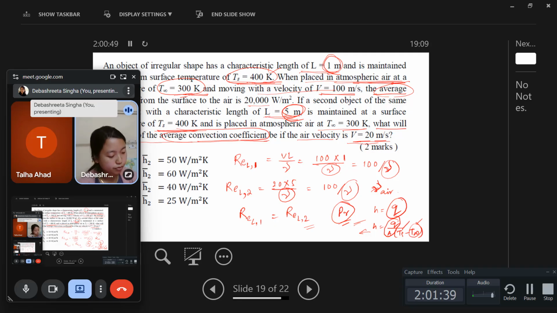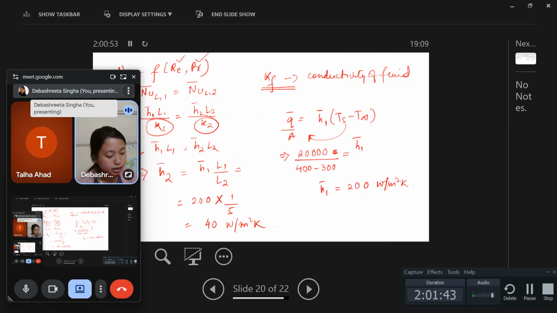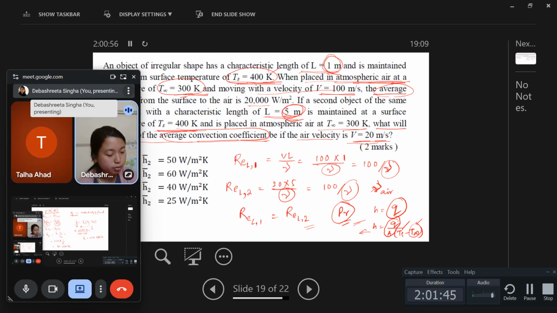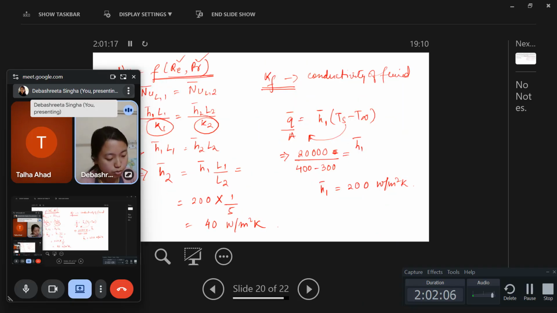Nusselt number is a function of Re and Pr, the Reynolds number and Prandtl number. The Reynolds number you find out for the first object, V into L divided by nu, you get 100 by nu. For the second object it is also 100 by nu. Since nu is constant for both, we can consider the Reynolds number is the same for both objects. Now the Prandtl number will also remain constant. So since both are constant, the Nusselt number will also remain constant.